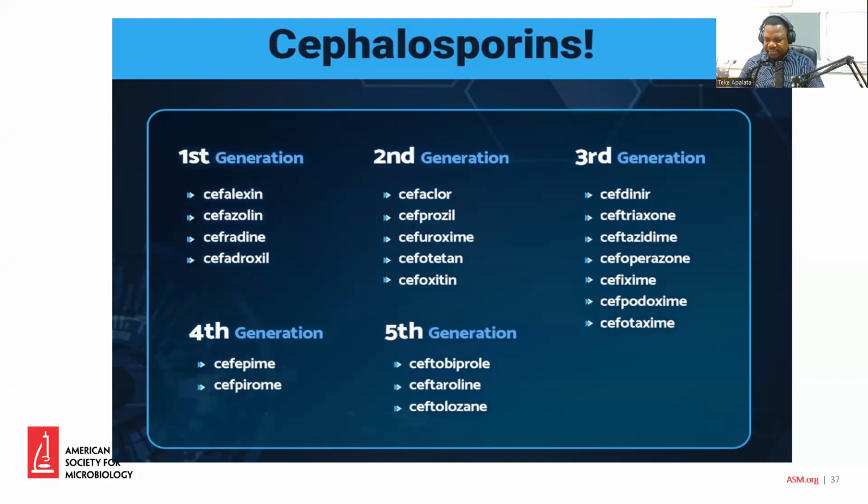We have the third generation: ceftriaxone, ceftazidime, cefixime, and cefotaxime, a widely used member of the third generation cephalosporins. Then we have the fourth generation cephalosporins like your cefepime and cefpirome, and we have the fifth and latest generation of cephalosporins like your ceftobiprole, ceftaroline, and ceftolozane. Those are members of the fifth generation cephalosporins.